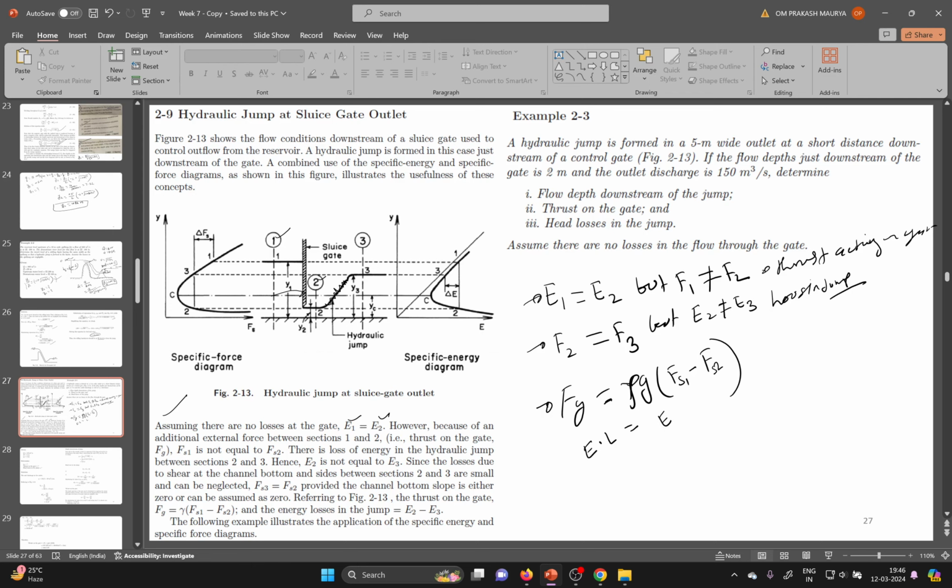So your E2 minus E3. So here are the four concepts. Always remember, very important. So the question is, what is related to this?